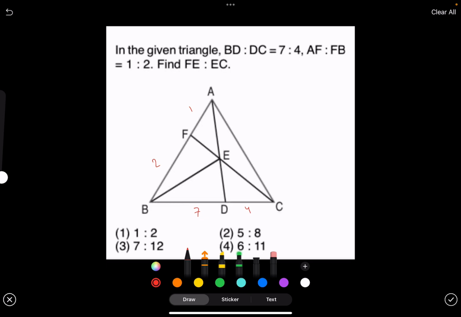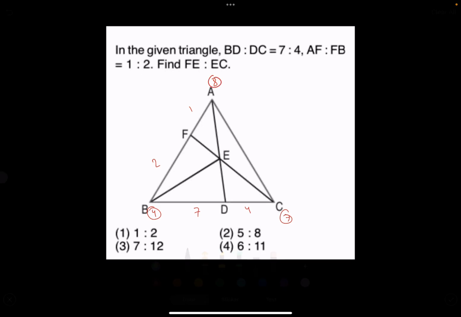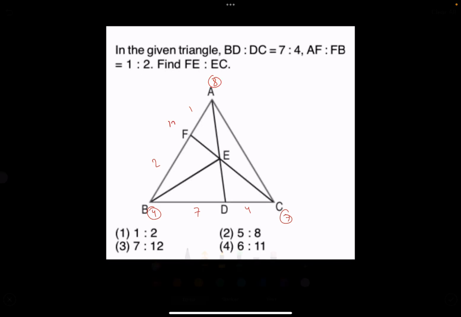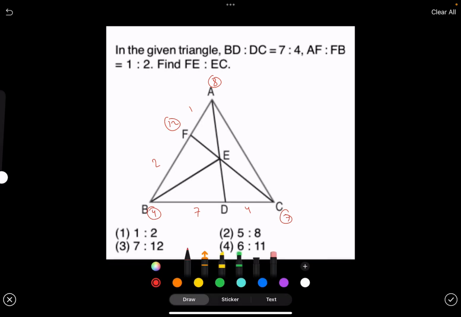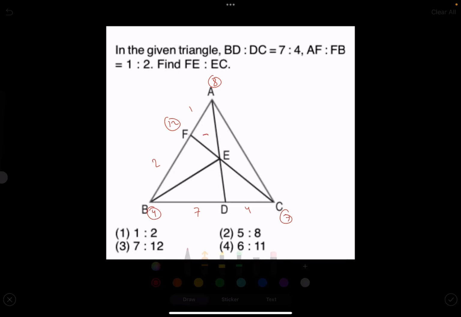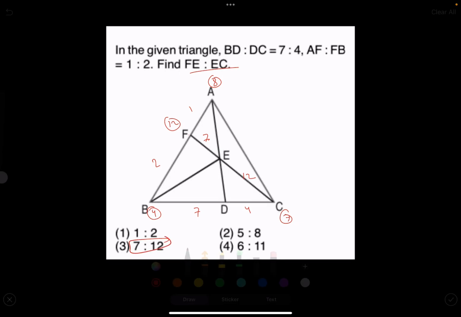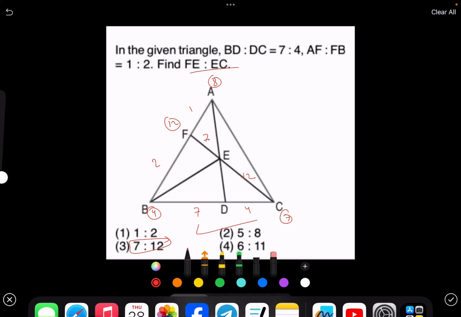Here it is 7 and 4, so multiply by 4 over 4, and the mass is kept over here. So 7 into 4 is 28, so 7 will be here. Now 4 into 2 is 8, so 8 will be over here. Now here it will be the sum of the extreme masses, so 8 plus 4, 12 will be here. So FE is to EC is 7 is to 12. So 7 is to 12 is the answer to this question.